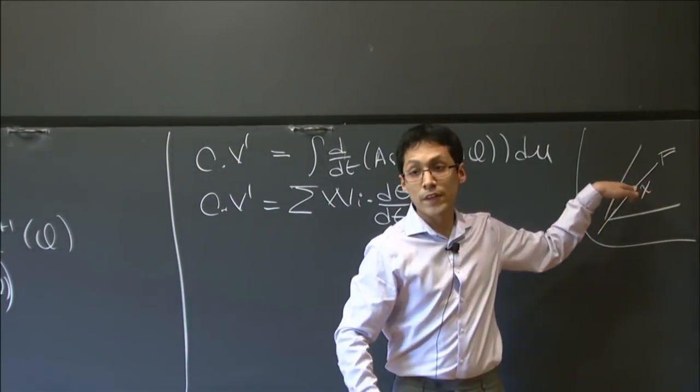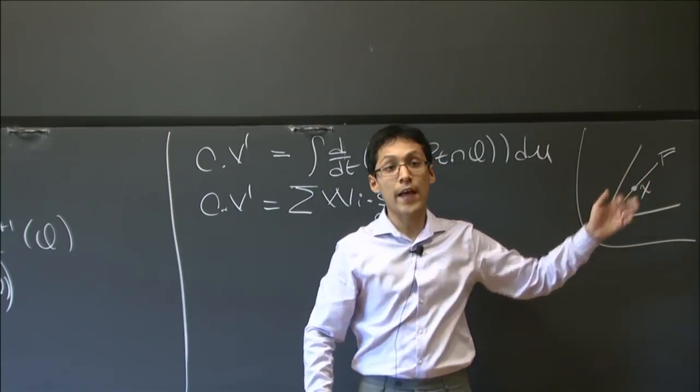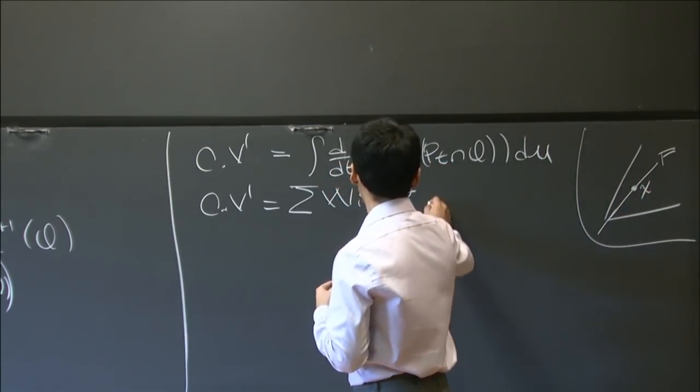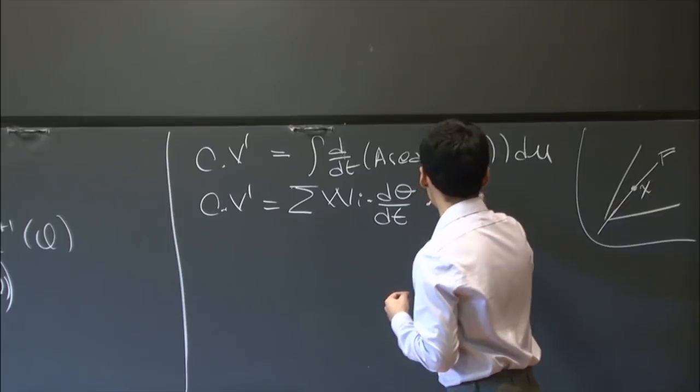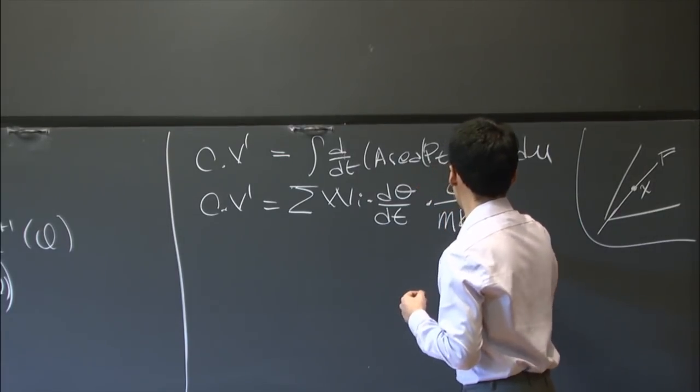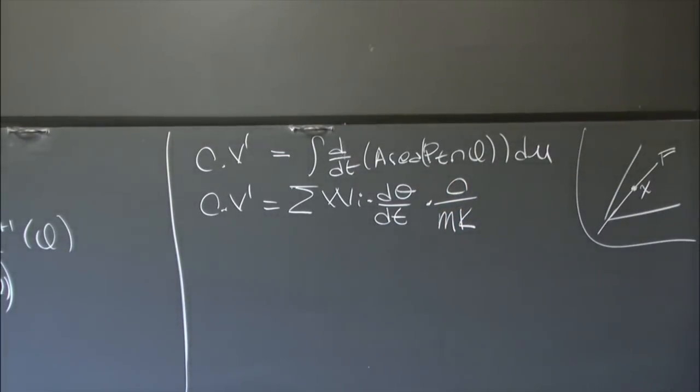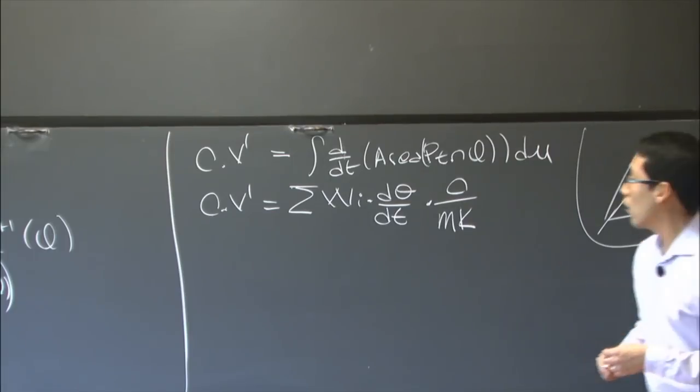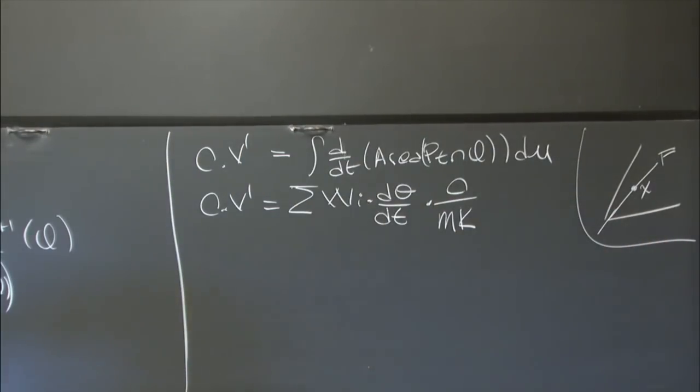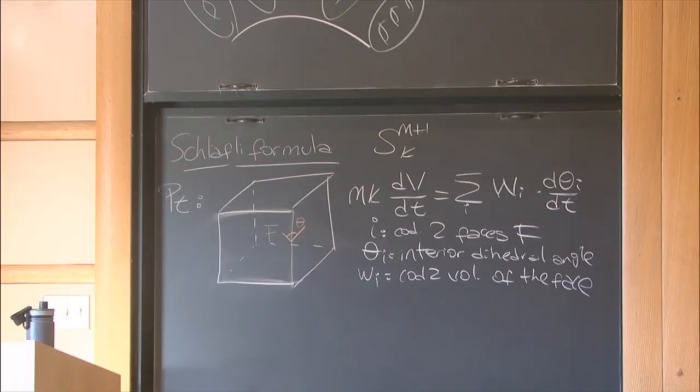But the relationship between the integral over all possible angles and the dihedral angle also comes with a dimensional constant, which in this case is going to be given by the previous dimensional constant divided by mk. So when you put all of this together, you should be recovering Shapley's formula over here.